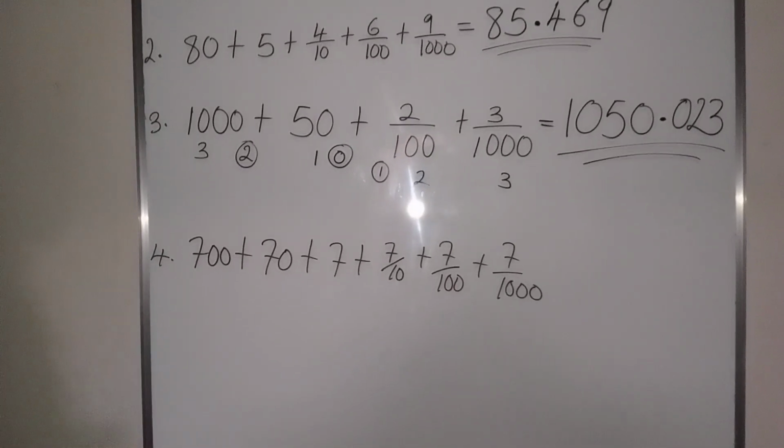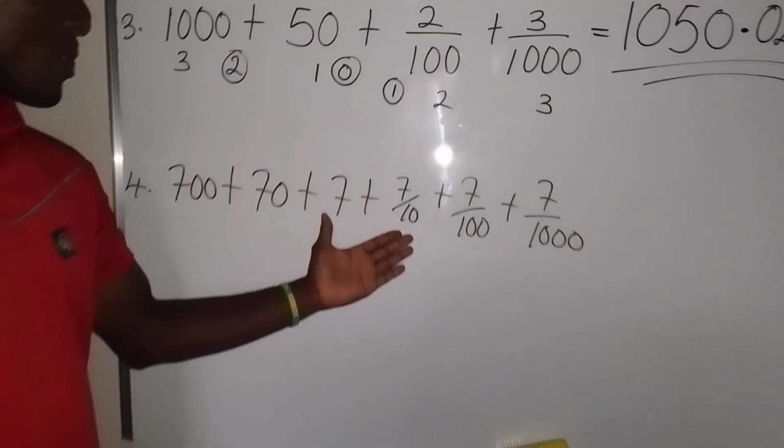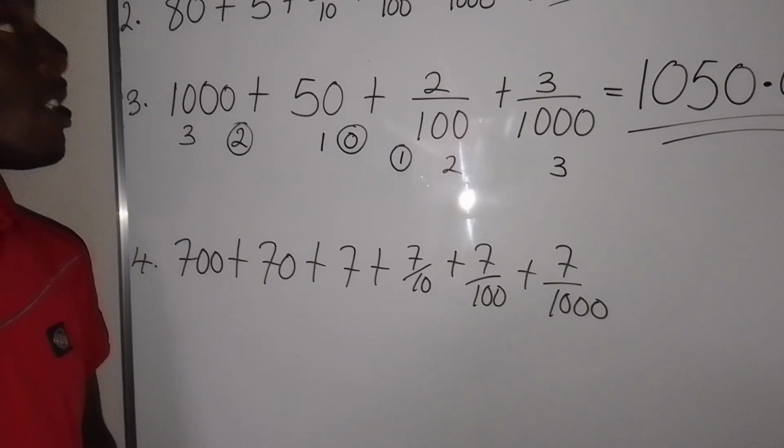I would like my wonderful viewers to try number 4. 700 plus 70 plus 7 plus 7 over 10 plus 7 over 100 plus 7 over 1000.